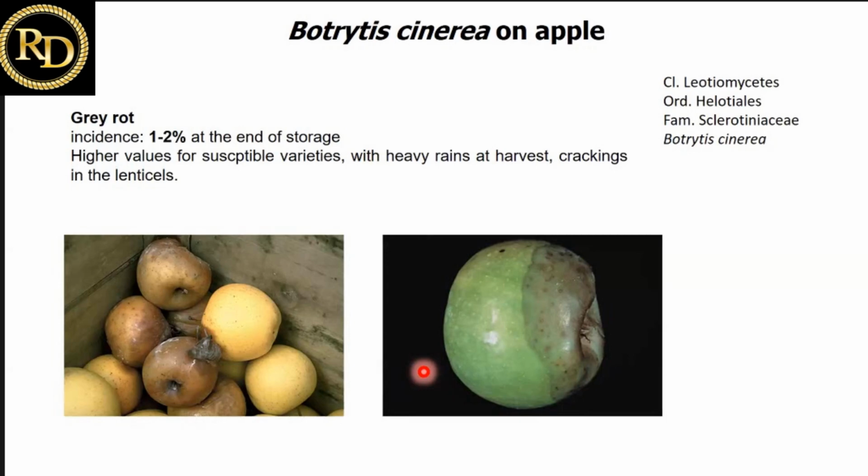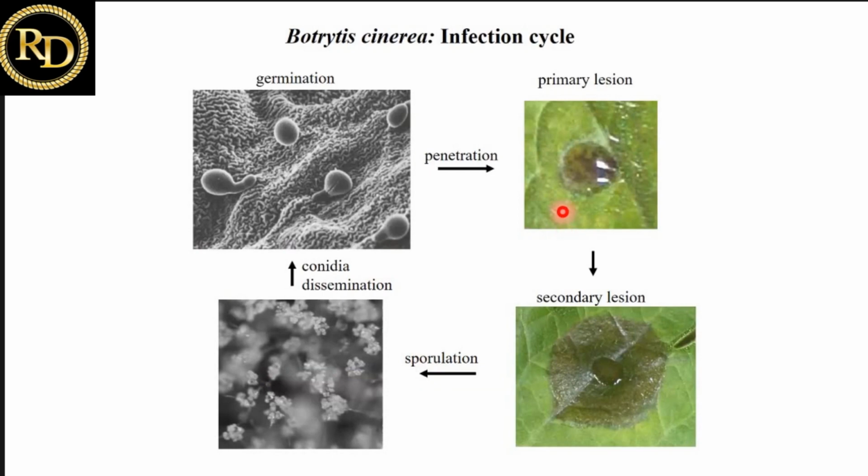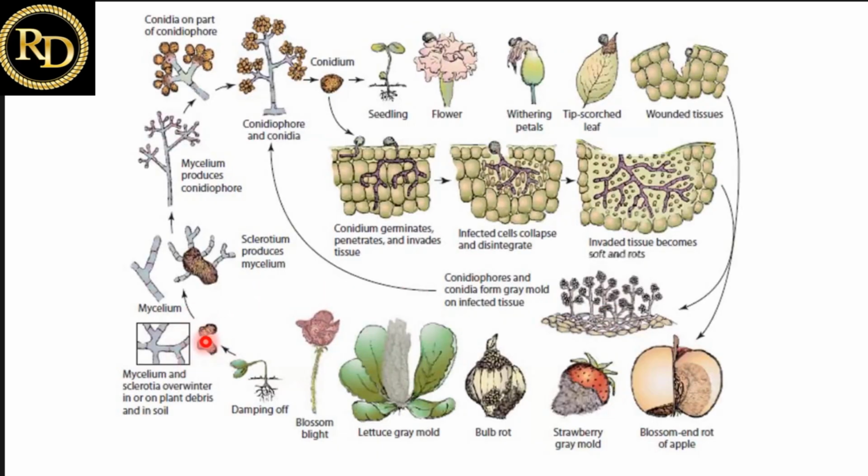The species is called Botrytis cinerea. Cinerea means gray. And the incidence normally at the end of storage is 1–2% of the fruit affected. Anyway, on susceptible varieties, we can also have higher incidence. The infection starts from germination of the conidia, which can have some primary lesions, and then we can also have some secondary lesions. So in this case, normally the disease cycle starts with sclerotia.